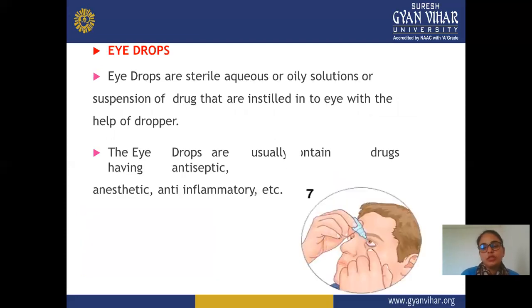Now we discuss formulation. First is the eye drop. Eye drops are sterile, aqueous or oily solutions or suspensions of a drug that are instilled into your eye with the help of a dropper. Means you can easily administer them, and no trained person is required. These eye drops are mainly packed in a container that is easy to handle and easy to instill into the eye, and they are available in solution or suspension form.